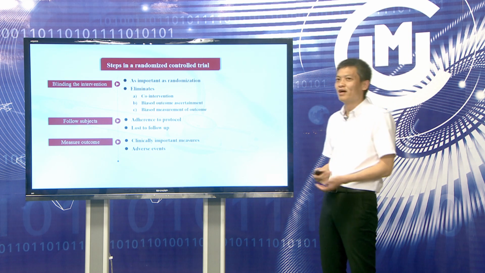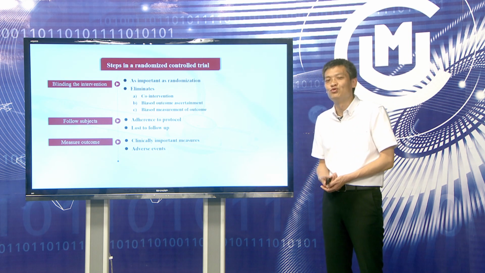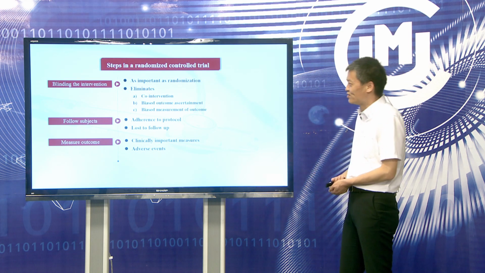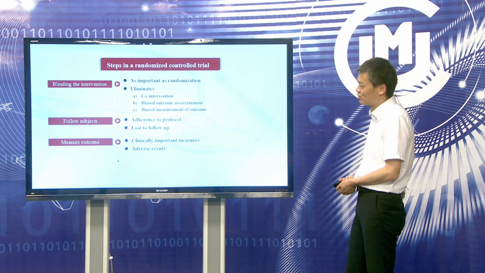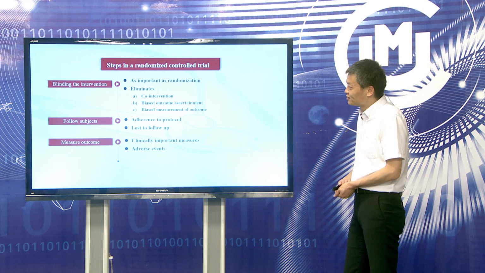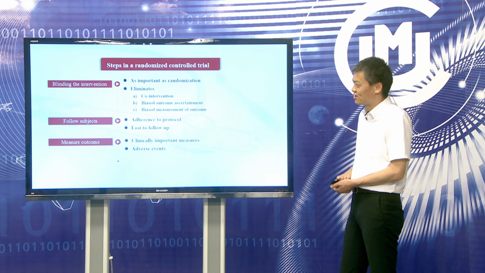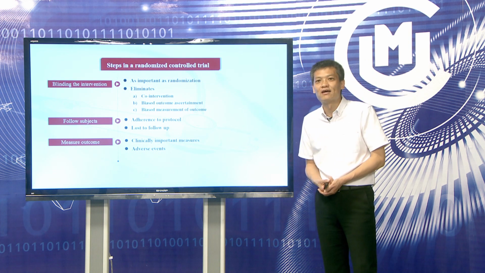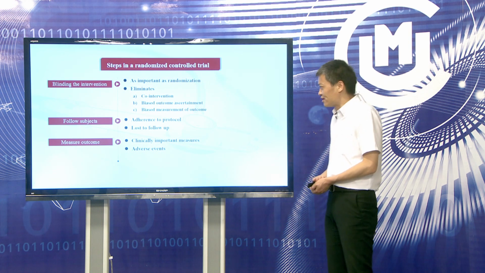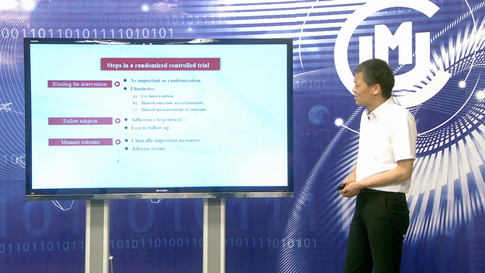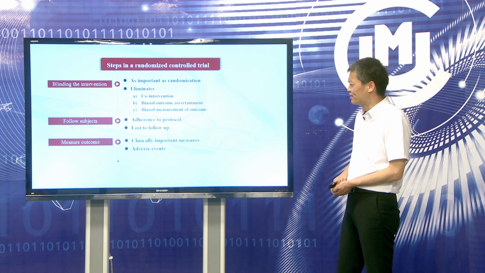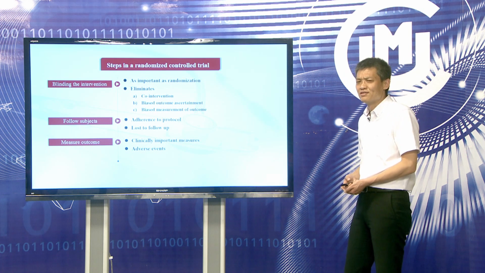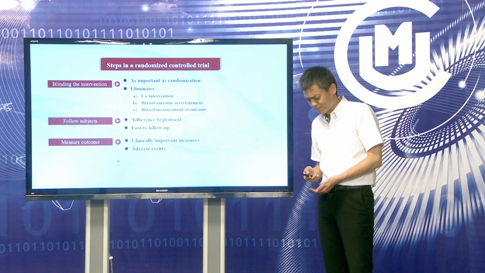And then we will have to follow up these study subjects. Follow-up measurements should adhere to the protocol, and you will try your best to reduce the chance of loss to follow-up. And finally, measure the outcomes in both study populations. The contents include the clinically important measures and adverse events, that is the safety and efficacy.